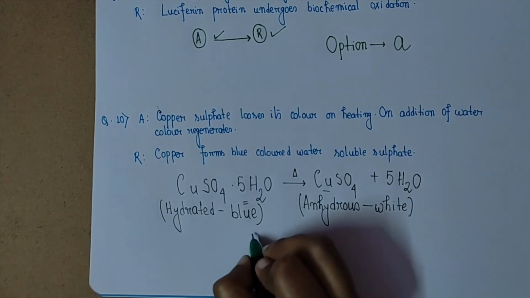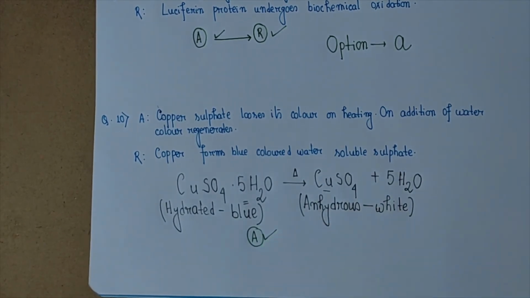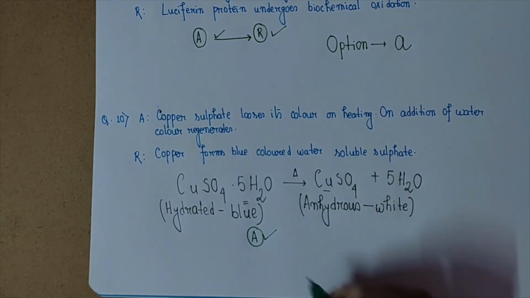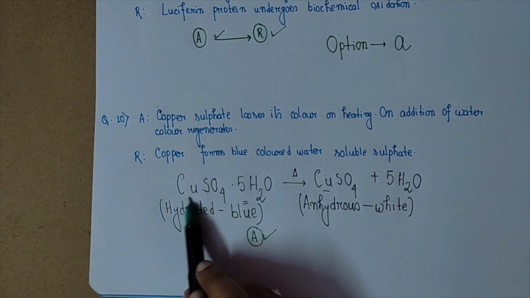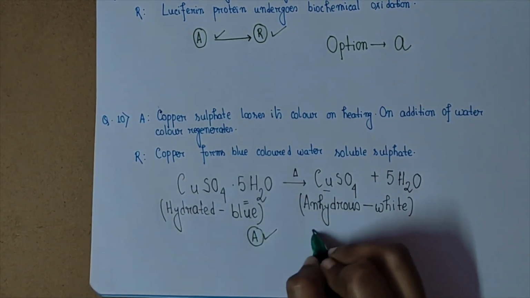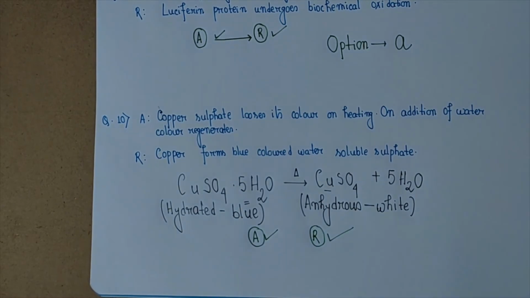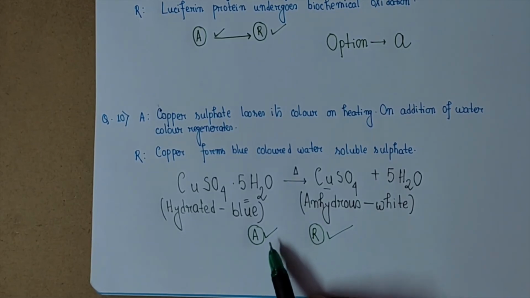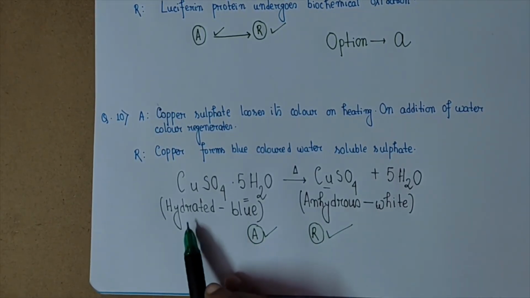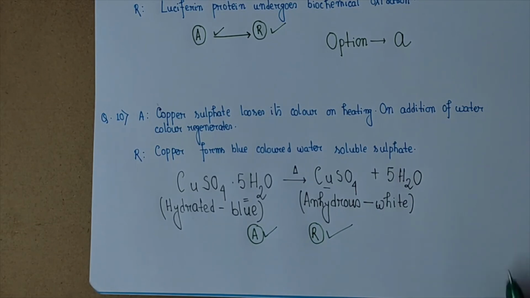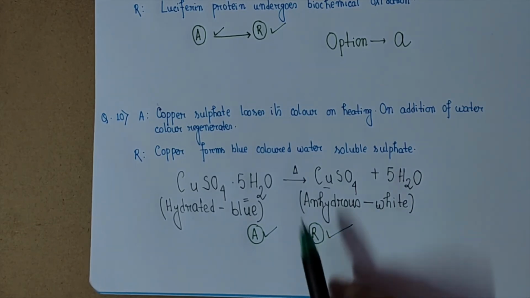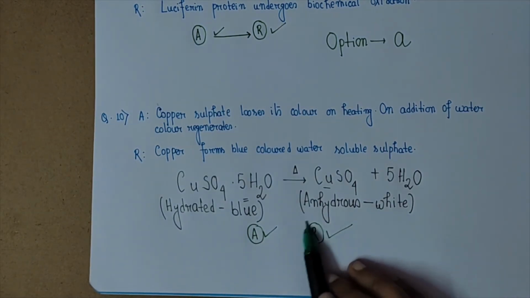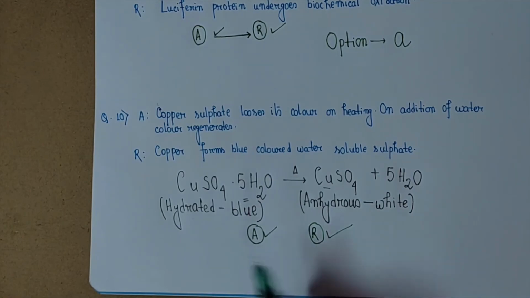So the assertion here is correct. Now the reason: copper forms blue colored water soluble substance. Again this one is correct. This will form blue colored copper sulfate salt. So the reason is also correct. But the reason is not the correct explanation of the assertion, because in the reason part, the terms hydrated, anhydrous and water of crystallization must be written, but here in the reason this is not written. So the assertion is true and the reason is also true, but the reason is not the correct explanation of the assertion.